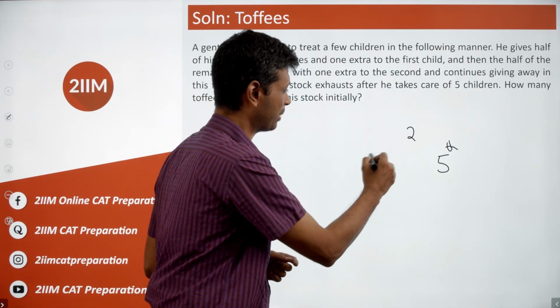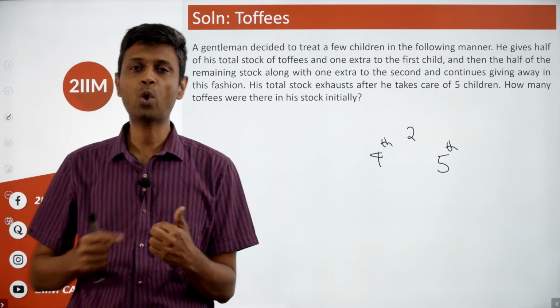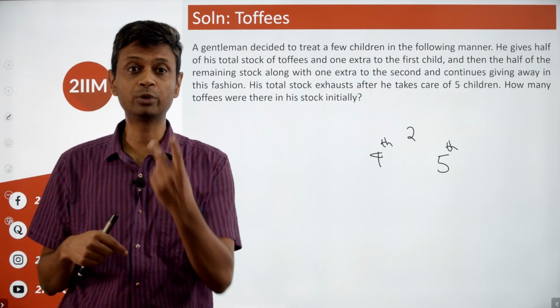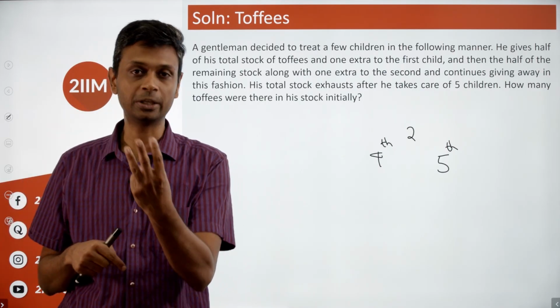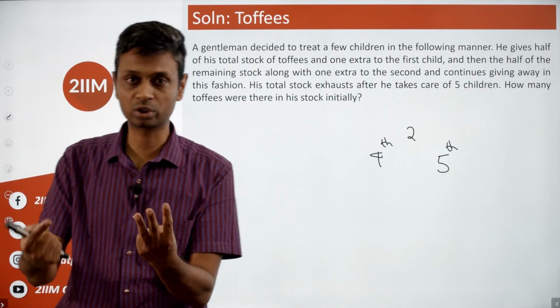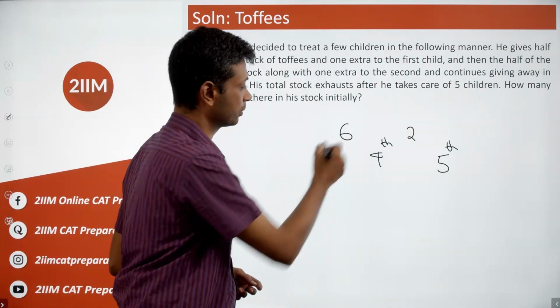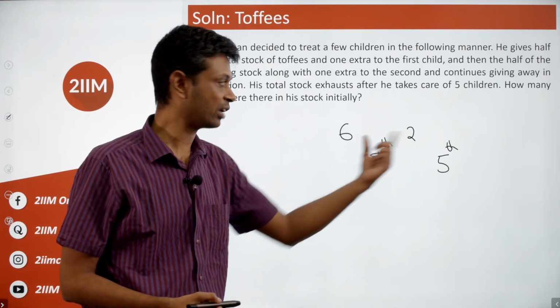Now let's go one more step back. He's given half of what he had and 1 more, after which he is left with 2. So before giving that one more, he should have had 3. That is half of what he had. So before he goes to the 4th kid, he should have had 6 chocolates. Half of 6 is 3, plus 1 is 4. He gives away 4, he has 2 remaining.